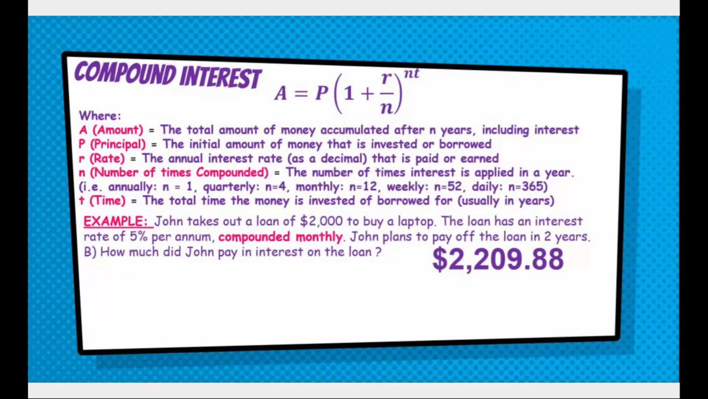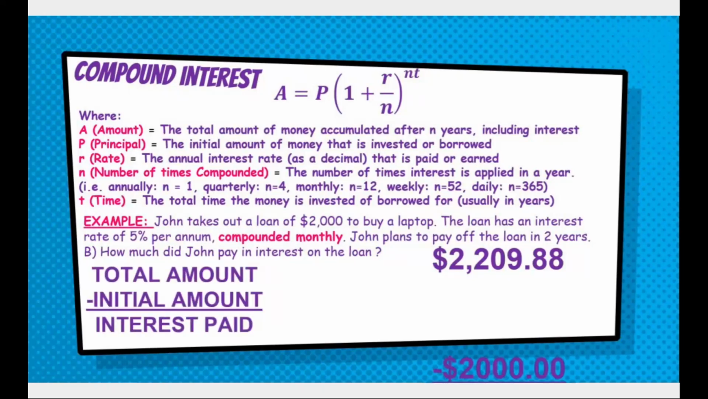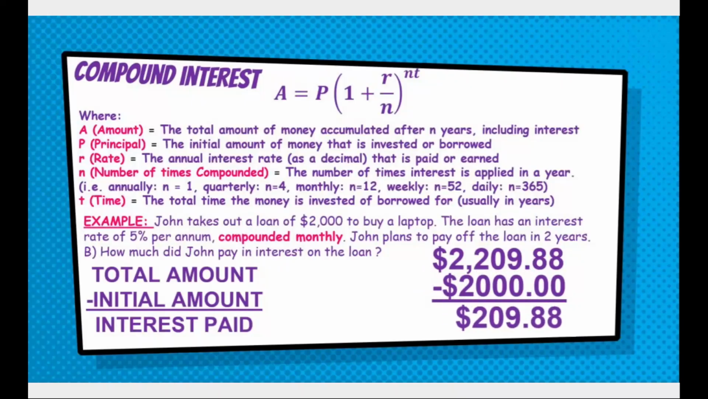Okay, part B. How much did John pay in interest on the loan? To determine that, if he bought the laptop for $2,000 and paid $2,209.88, the difference of those two things is the interest, right? That's what he's paying. So I'm going to take that total amount, which is the $2,209.88, and subtract the initial amount, and that tells me he spent $209.88 on interest. So that's the cost of him borrowing the $2,000 to buy the laptop.